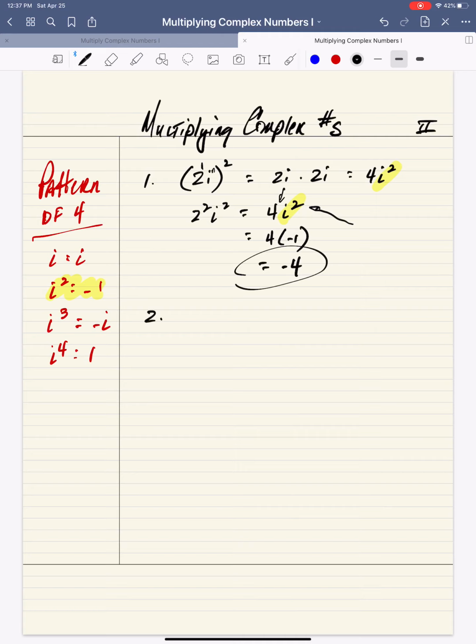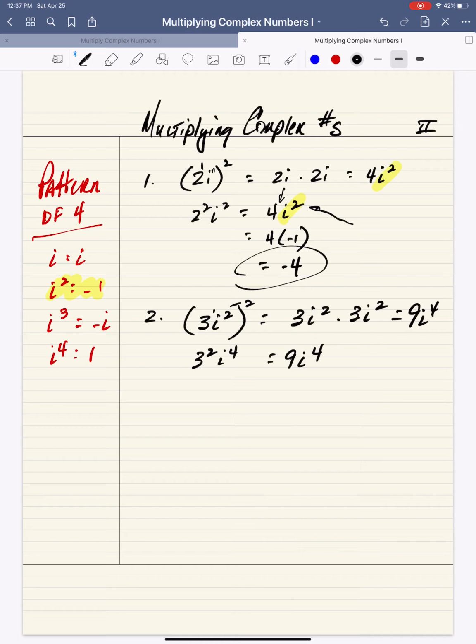Let's try another one. Let's say 3i squared to the second power. And again, you could write it out and get 9i to the fourth. Or you could then say, well, what's 3 squared? And then i squared to the second power is really just i to the fourth. So you have 9i to the fourth.